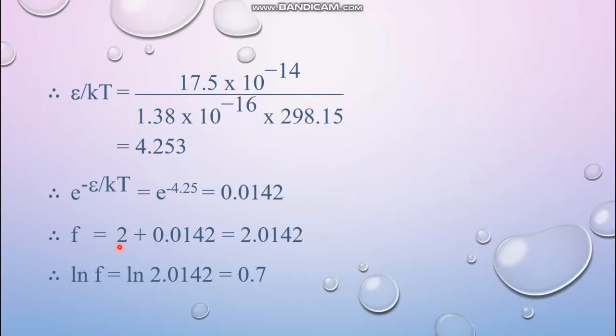Okay, and the value of f is what? Now the value of f was in this case 2 plus e to the power minus epsilon by kT. Now we have got the value of e to the power minus epsilon by kT. The value is 0.0142. So the overall value is 2.0142. So this is the value of f. Then what should be the value of ln f? The ln f should be the natural log of 2.0142. That means 0.7. So we have got the value of e to the power minus epsilon by kT, the value of f, the value of ln f, and also we have in our hand the value of epsilon by kT also.